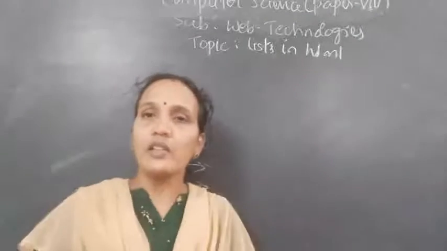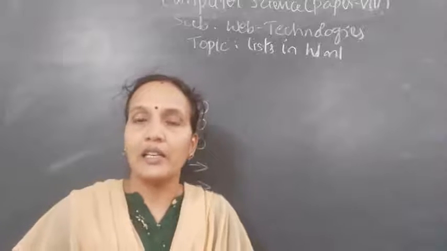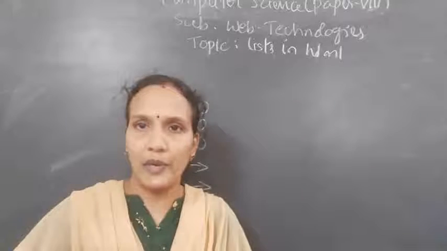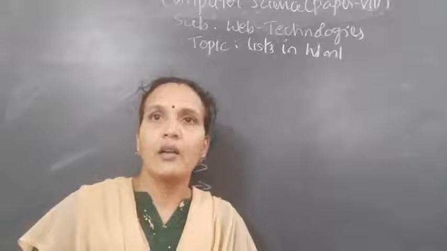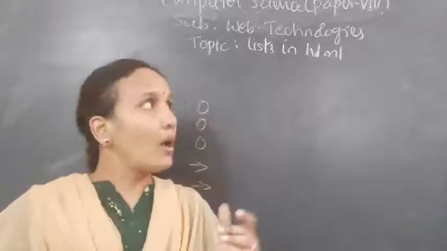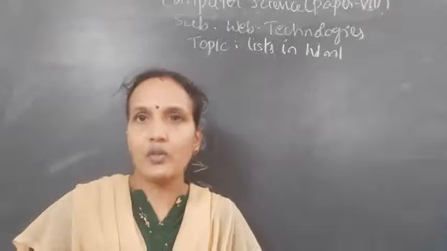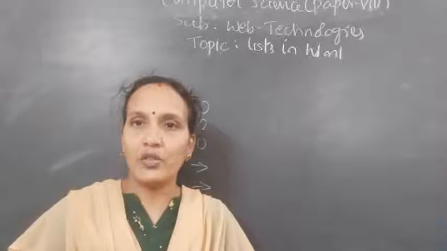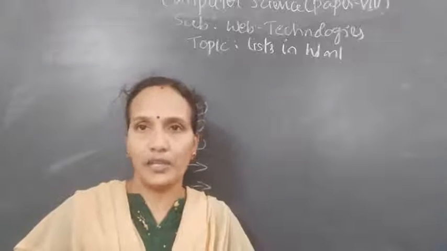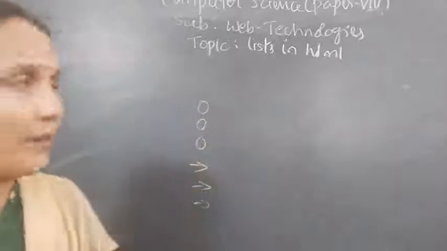Okay. So Akhil, what are lists here? Lists are used to display bullets before the items. Okay, so what type of bullets do you want to display? Based on that, we have three types of bullets, three types of list. Okay, so what are lists here?